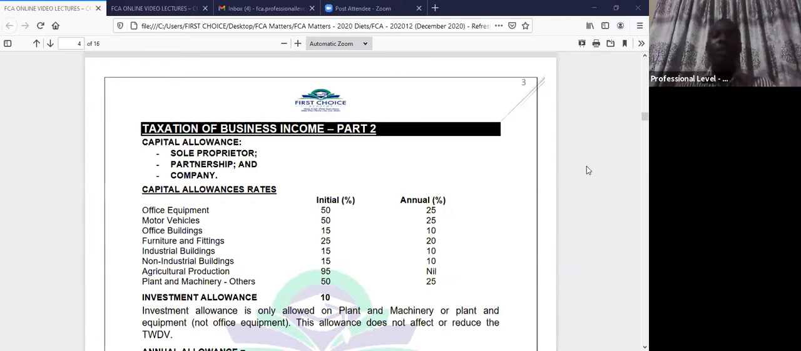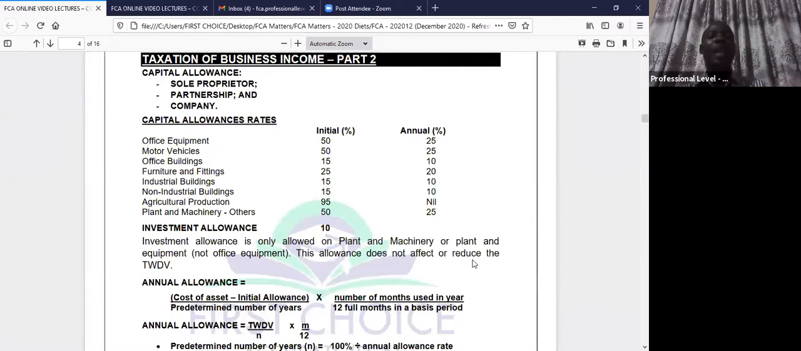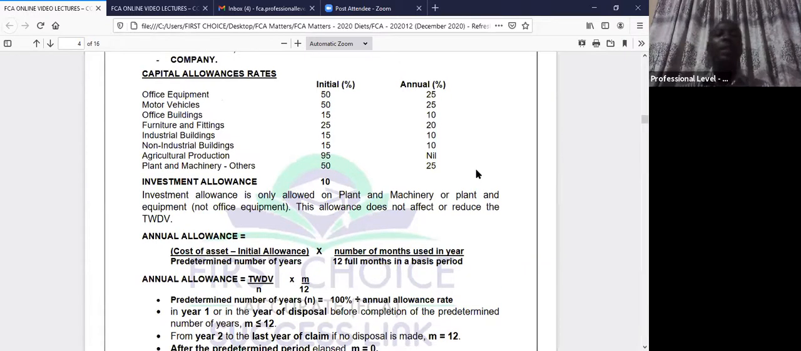Now, if you look at the screen here, you can see some of the capital allowance rates. You can see something called initial and something called annual. Now, let's talk about them. There are about 4 types of capital allowances. The first one is called investment allowance.